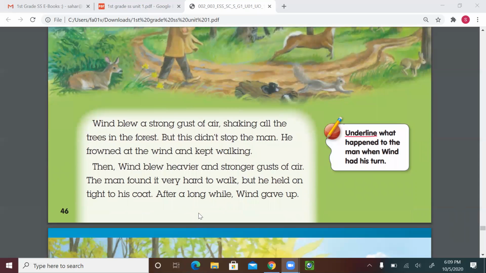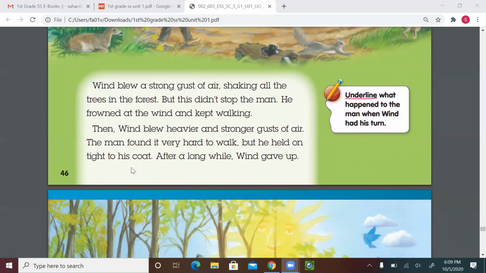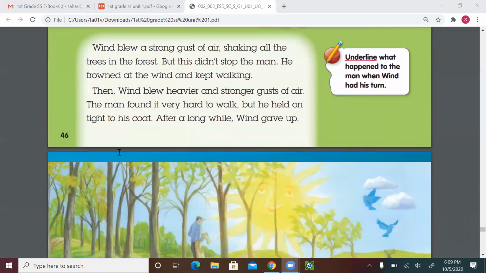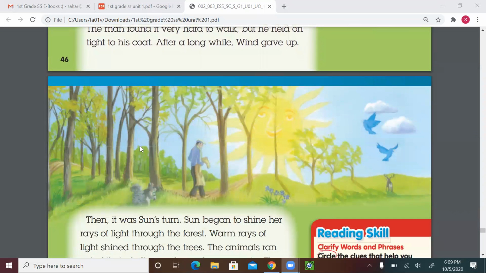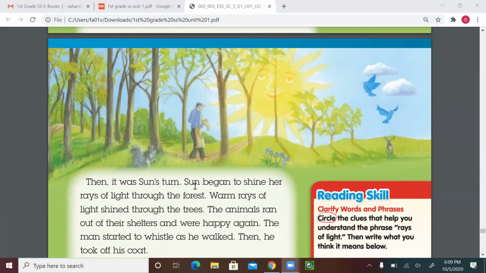Means like, all right, I try my best. I can't do more than that. Now, whose turn? The sun. All right. So then it was the sun's turn.